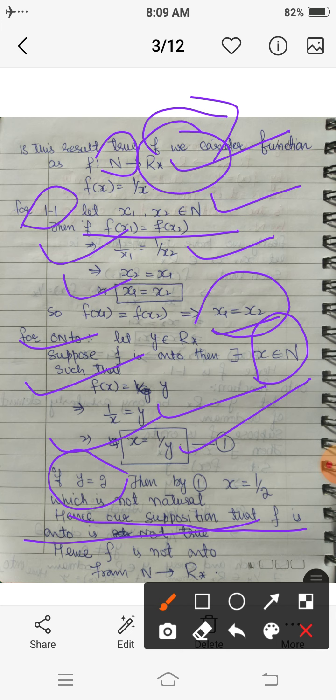So we can say that if we change its domain from R star to N, it changes its behavior. From R star to R star, the function is a bijective function, while if we change its domain from R star to N, it is only one-one but not onto.